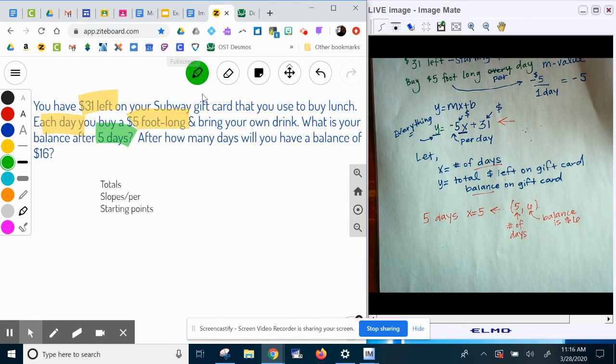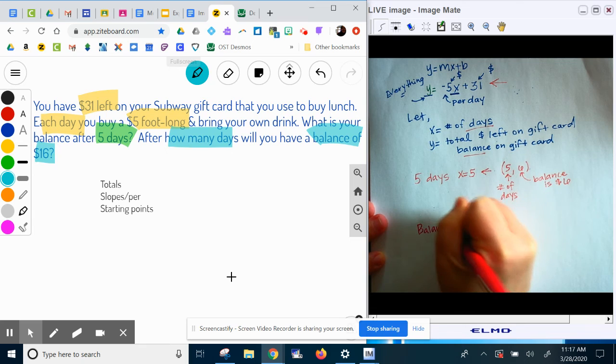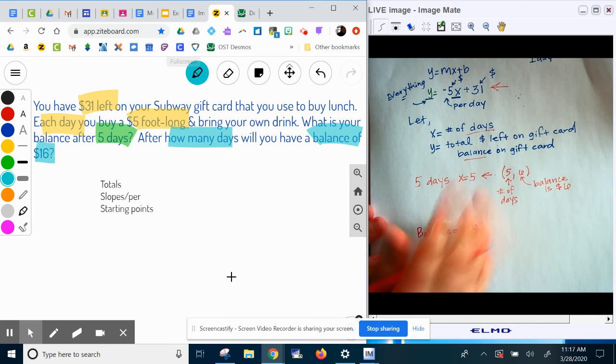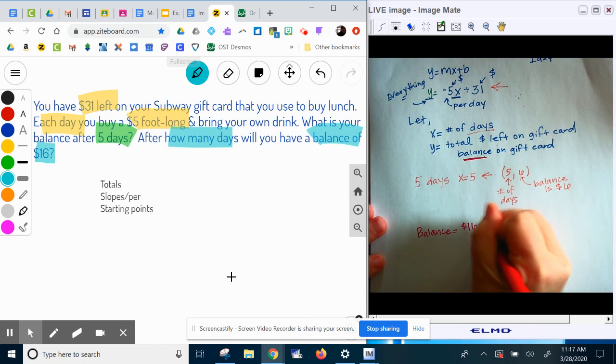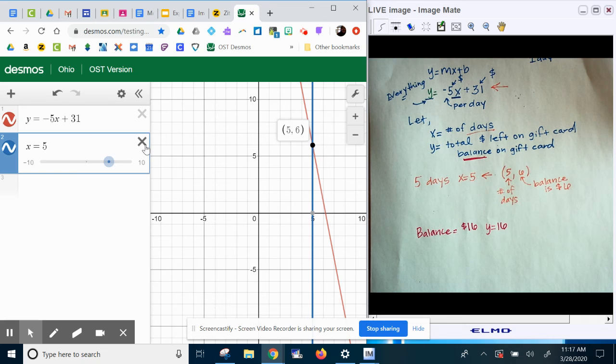The second question said, after how many days will you have a balance of $16? So they're asking how many days this time. And we know that we have a balance of $16. So if I'm doing this one, I'm going to say my balance is $16. And we know balance is a y, so y equals 16. So I go back to Desmos. I'm no longer talking about 5 days. I'm talking about my balance of 16. So I can get rid of my 5 days and put in this 16 for my balance.